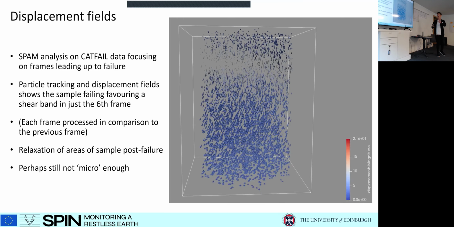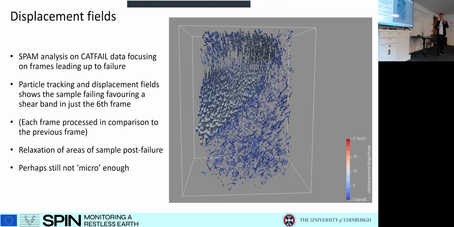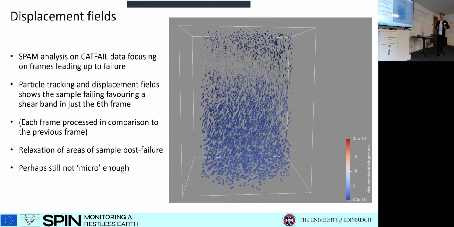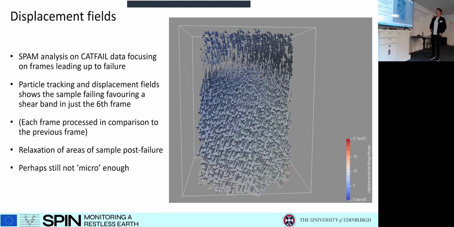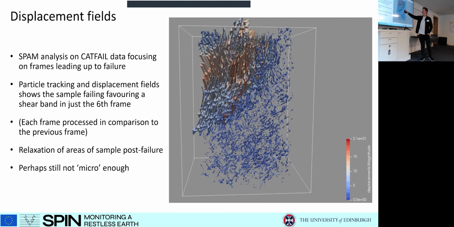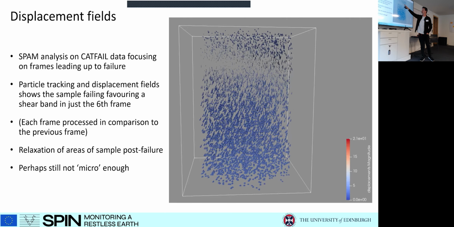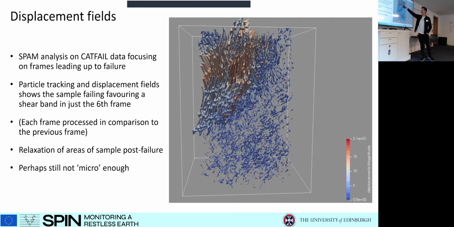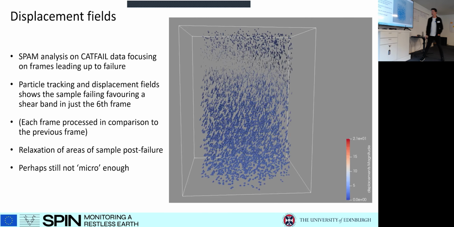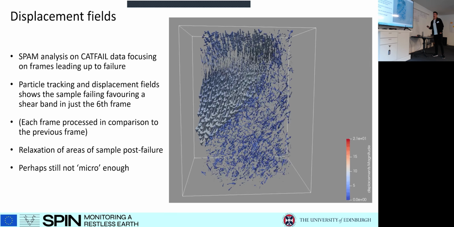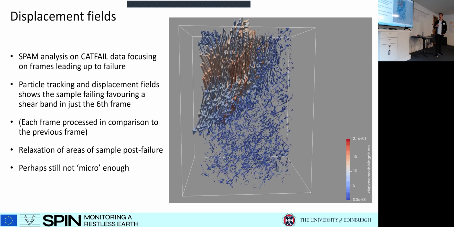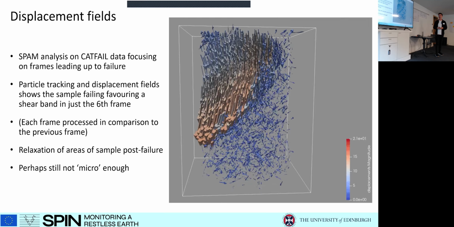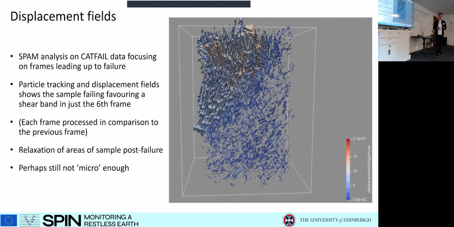Each frame that has been processed is processed in comparison to the one before. So there you can see a slight acceleration as it starts to pick up on that shear band. But also interestingly enough, after it completely fails, there is a relaxation and a rebounding that happens up in this area, as the arrows start to come back, and then they rebound back upwards. But even though this gives us a good idea of what is happening in terms of particle motion, it doesn't give us a full idea of what is happening at this micro scale and how this would apply to damage and healing cycles.